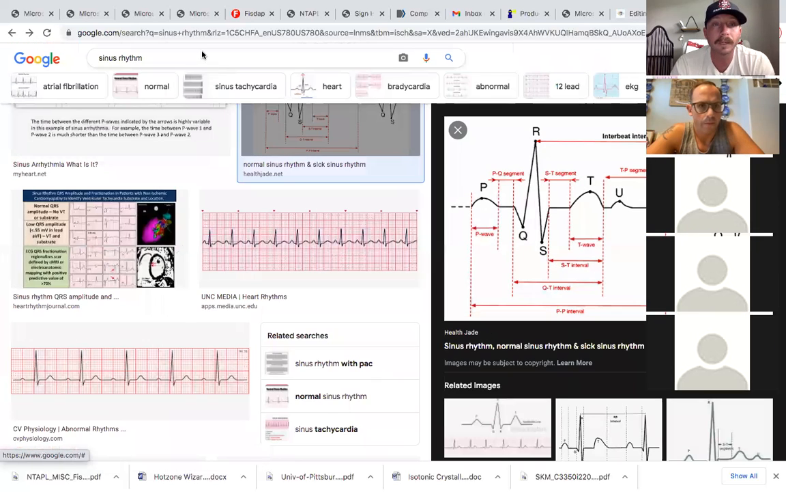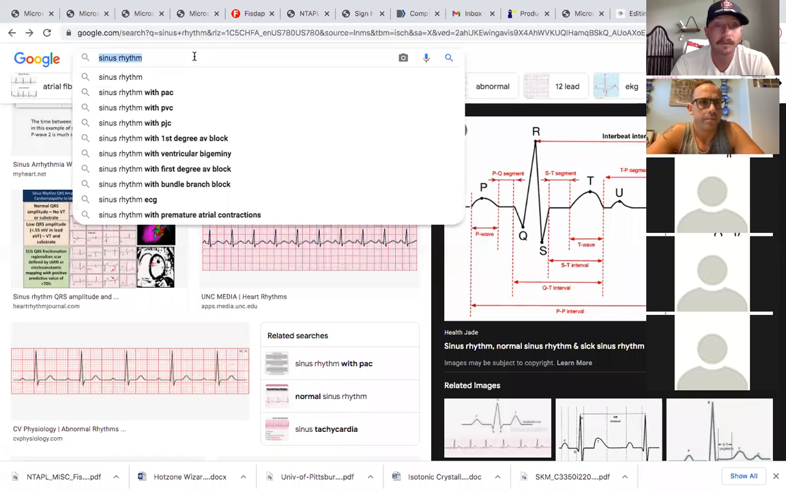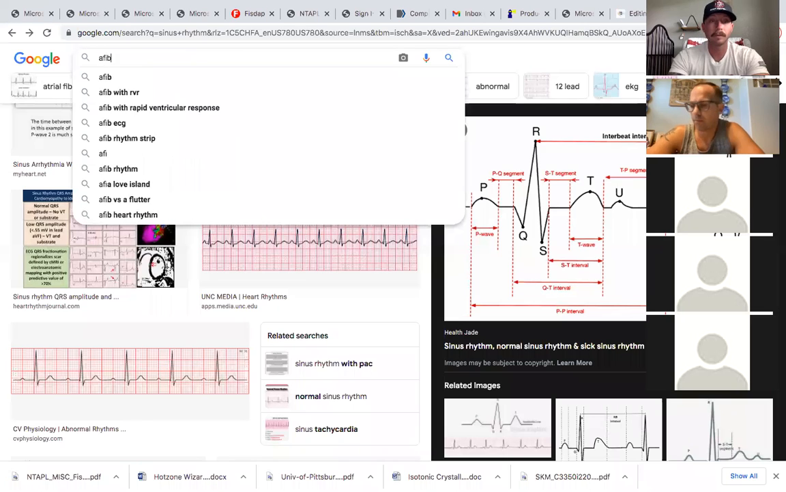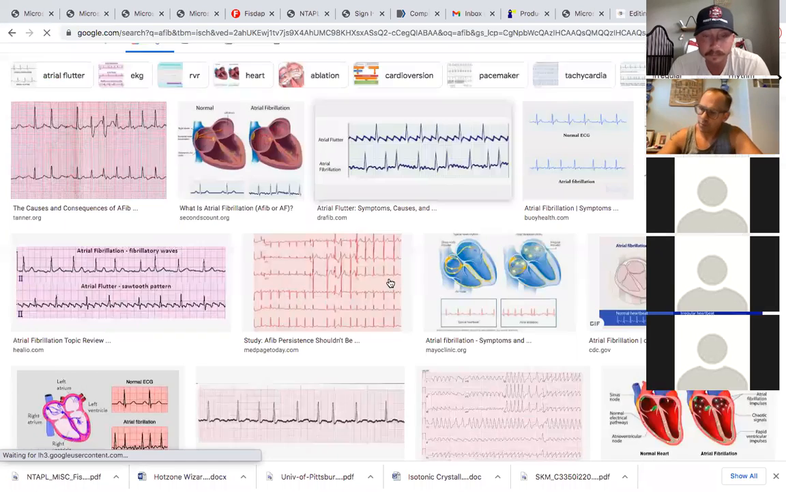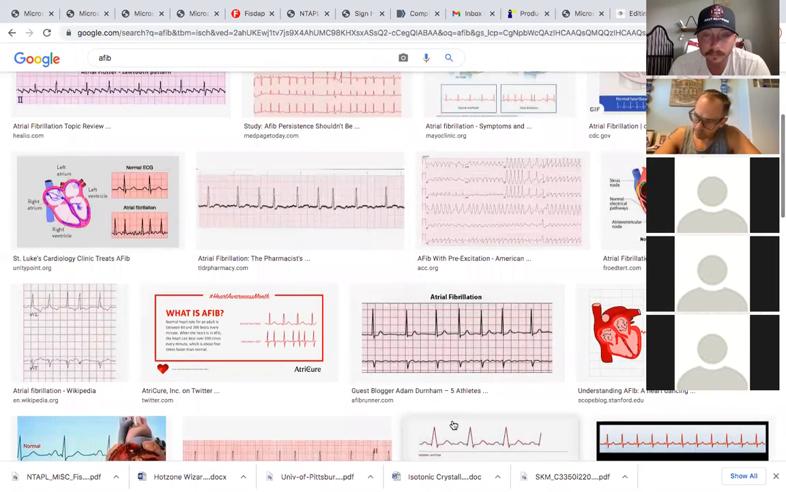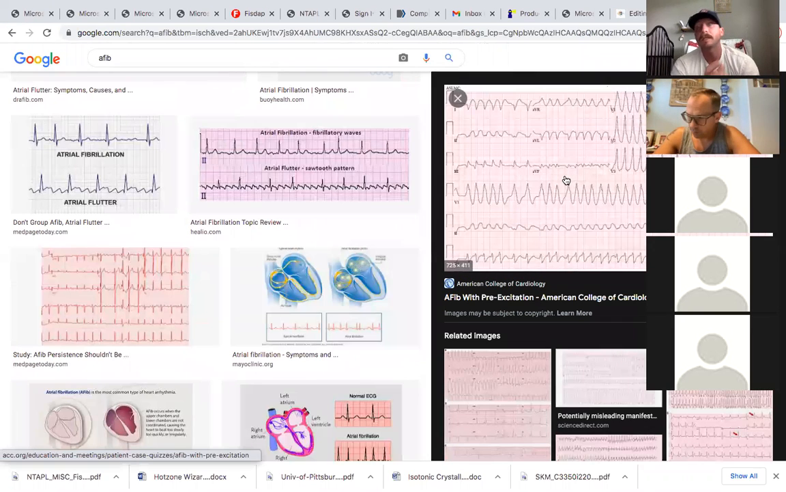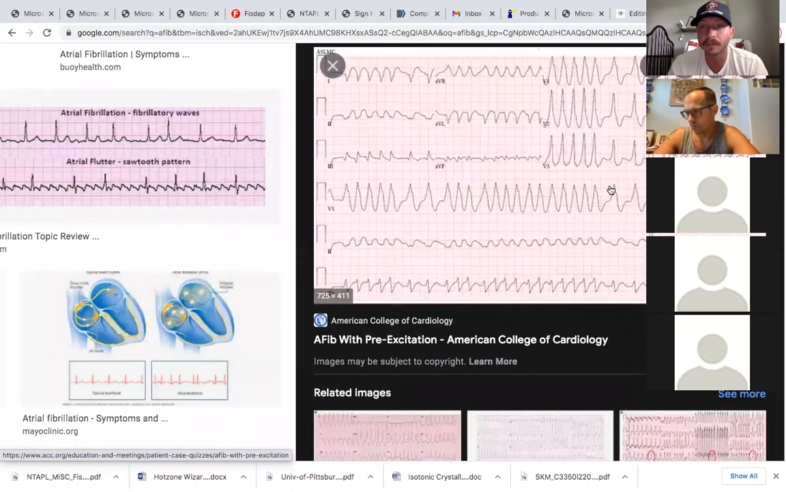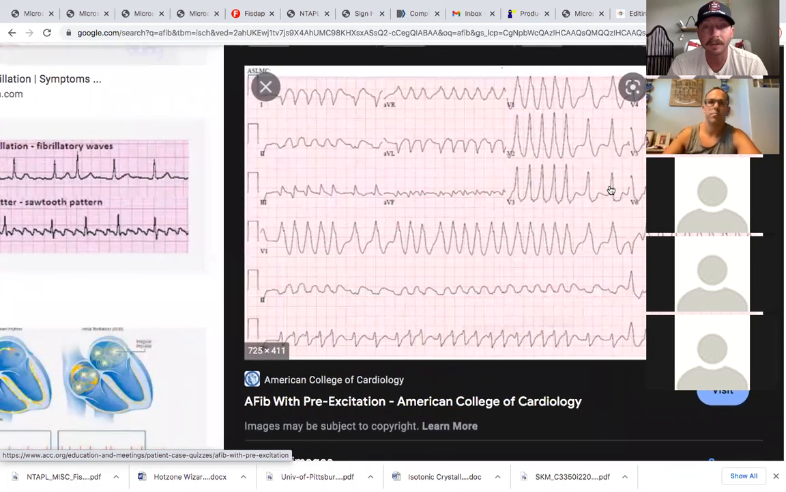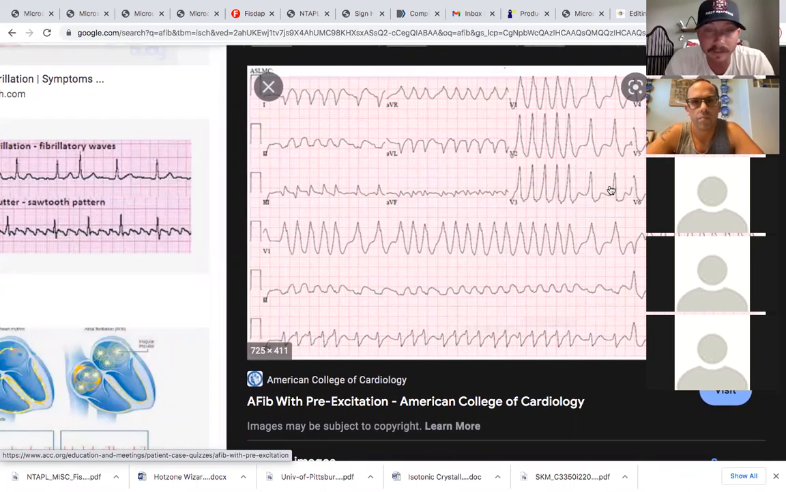Let's look at something real quick. I'll pull up this image of atrial fibrillation because it could be somewhat of a challenge. But if you guys can understand how we come across AFib with this EKG, I don't think you'll ever be able to miss AFib ever.